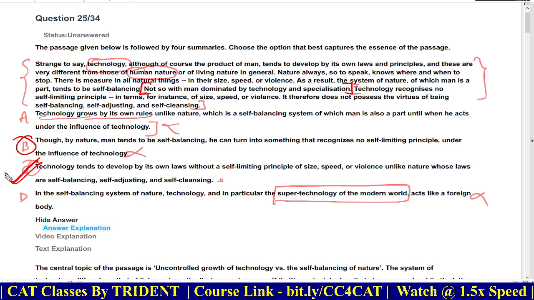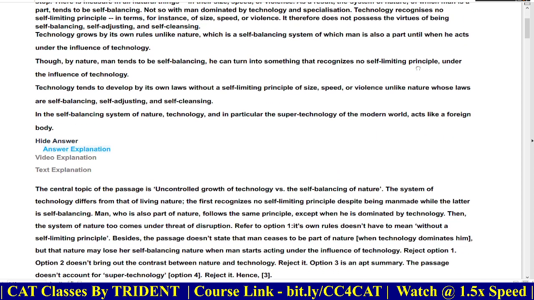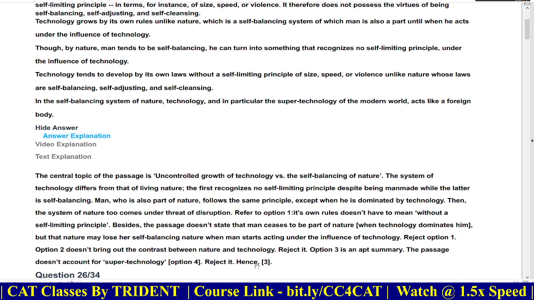In essence, technology tends to develop by its own laws without a self-limiting principle of size, speed, or violence, unlike nature whose laws are self-balancing, adjusting, and cleansing. So for that, I think most of the ideas or the key elements are present in C. So I would want to go with C. Okay, I would like to check my answer as well. And yeah, so the answer is option number 3, that is option C itself.